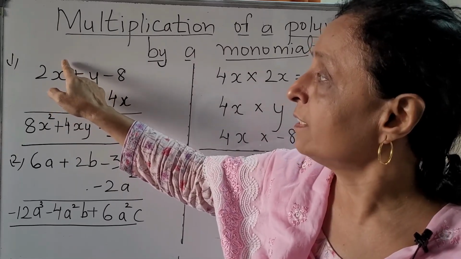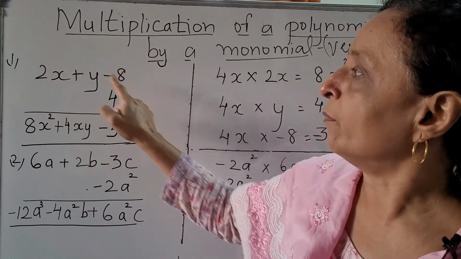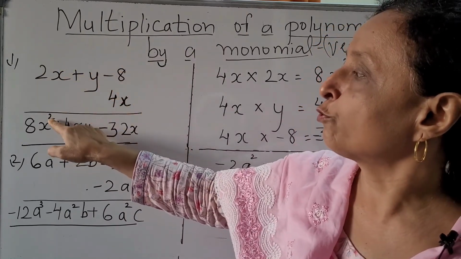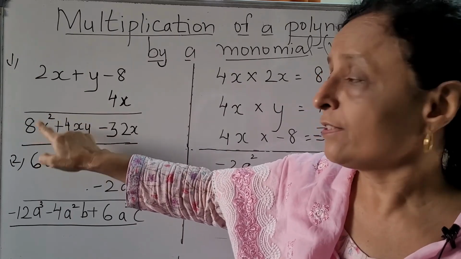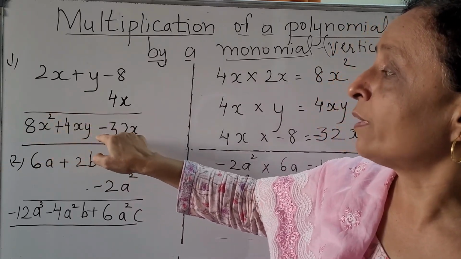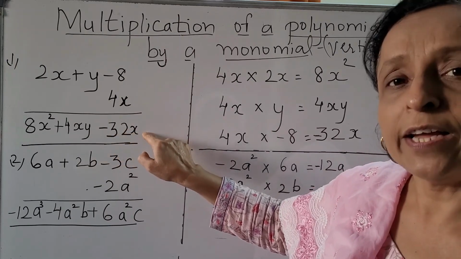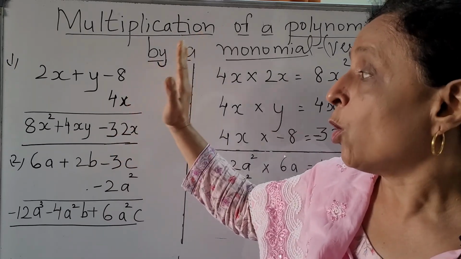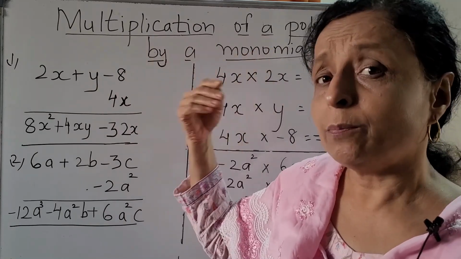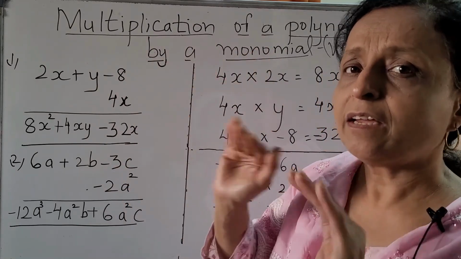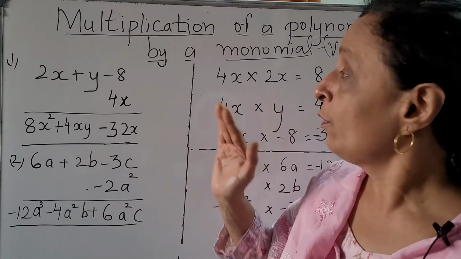When nothing is written, then it is 1. 1 plus 1 is 2, so the exponent you write as 2. Here you get the answer, 8x square plus 4xy minus 32x. Now you always check the answer, because you might make a small mistake and the full answer would be wrong.